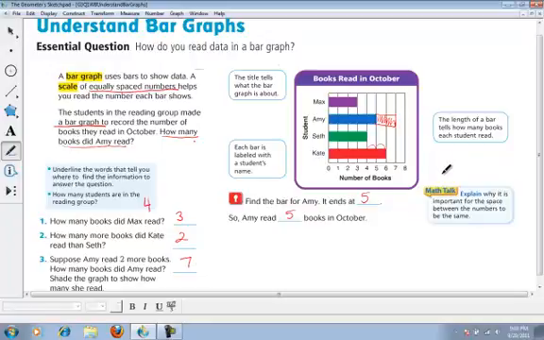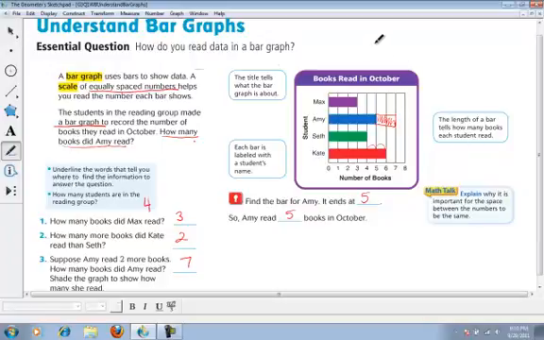Now let's look at one last thing. Let's look at this math talk bubble. It says to explain why it's important for the space between the numbers to be the same. Well, if we didn't have the same amount of space between each number, then we wouldn't be able to accurately compare the books. We need to have the same amount of space so that each space represents the same number of books. So that way we can read it and compare the information accurately.